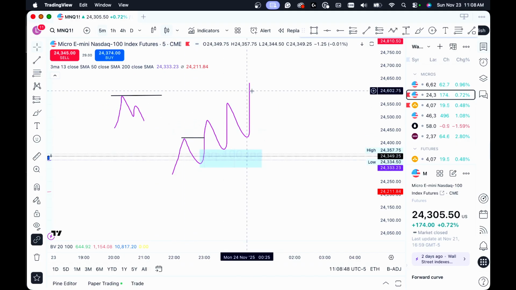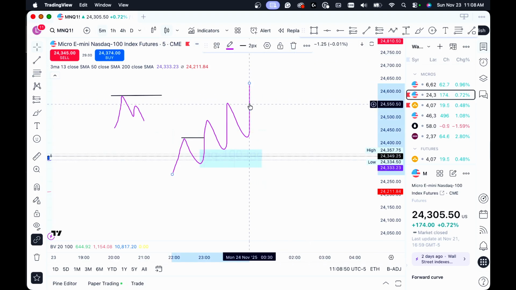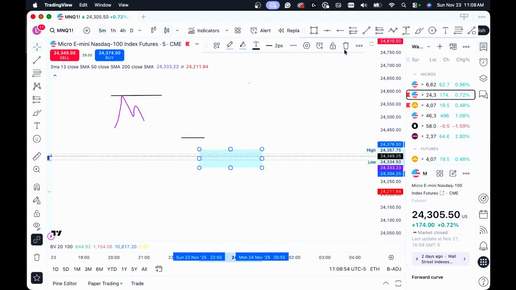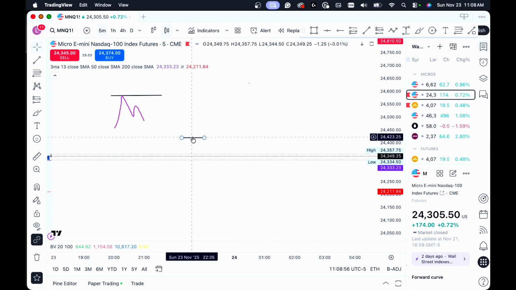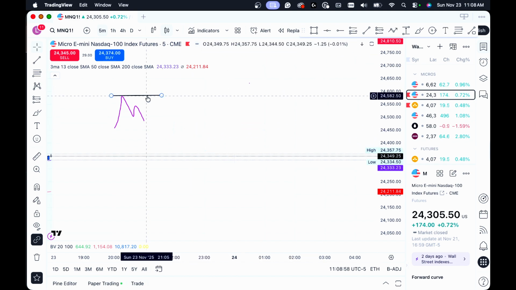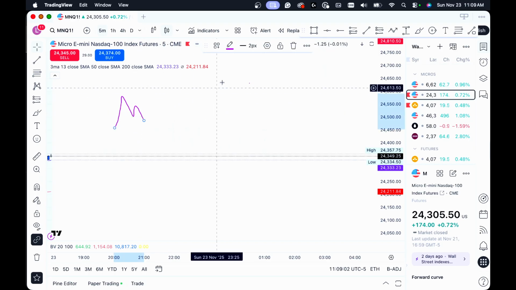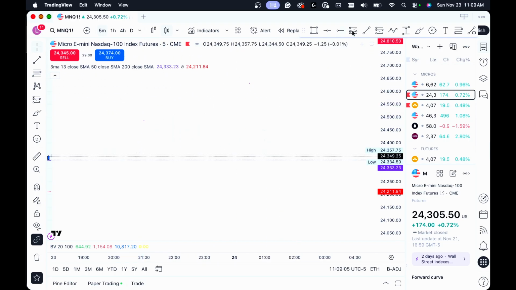All right. Now let's draw supply zone. It's totally opposite, but the same thing, fam. Now let's go for supply. Oh, my fault. I grabbed the wrong tool. I grabbed this marker.